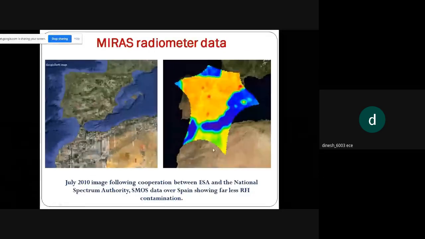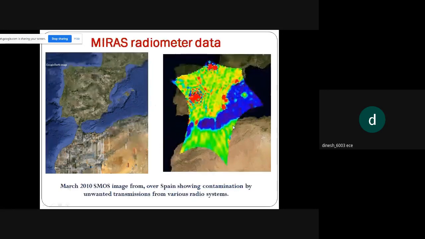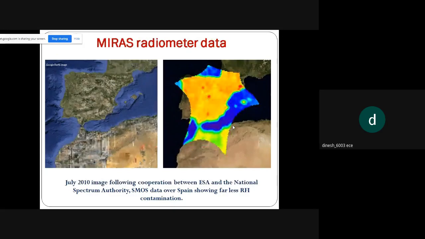Subsequently, in the MIRAS data taken by the SMOS satellite in July 2010, with cooperation between ESA and the National Spectrum Authority, SMOS data over Spain showed far less RFI contamination. You see that contamination has been reduced as compared to this. Here is the Google Earth image versus the SMOS satellite image taken by MIRAS radiometer data.